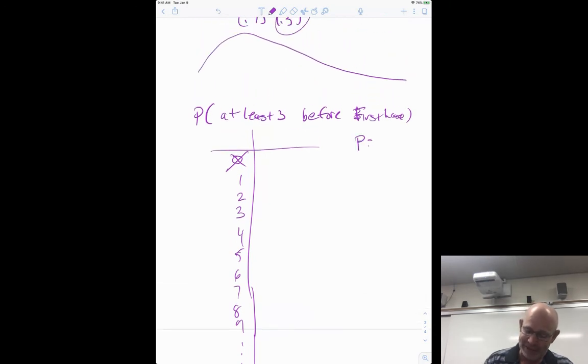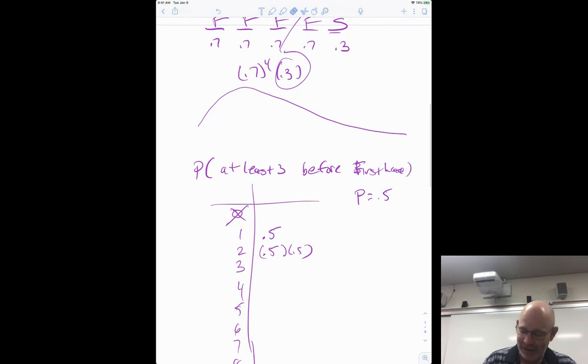This time, my probability of success is 0.5. I probably shouldn't be using 0.5, so let's change that actually. Sorry about that. Let's call the probability of success 0.3 like we did before. The first one would be 0.3. This would be one failure and then a success. This would be two failures and then a success. This would be three failures and then a success, and so on.